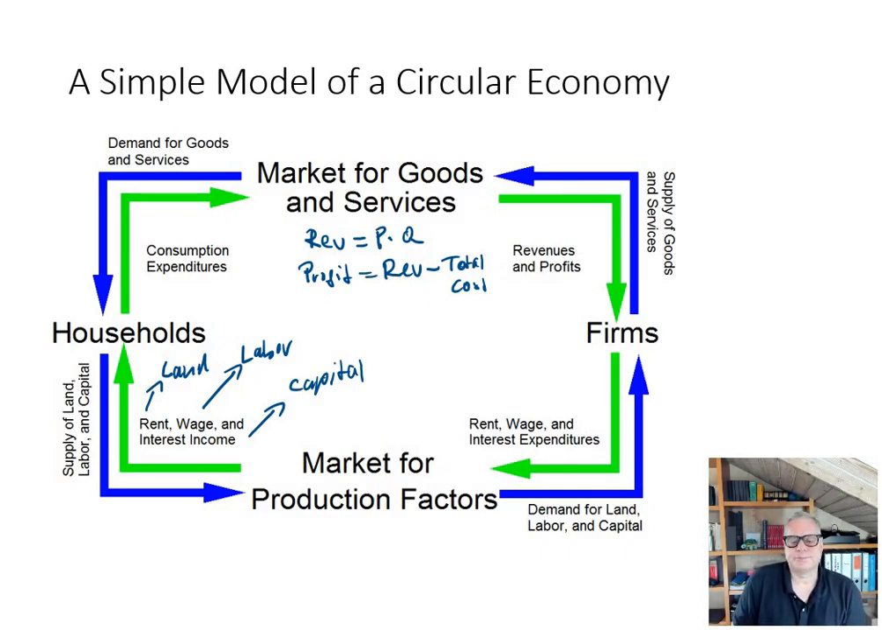And of course for the households to obtain the goods and services, they have consumption expenditures. So the consumption expenditures by households, they constitute revenues and profits for the firms, and then the firms, they use their revenues and profits in order to pay rent, wages, and interest expenditures, and that is rent, wage, and interest income for the households. So this is the basic nature of the circular flow.